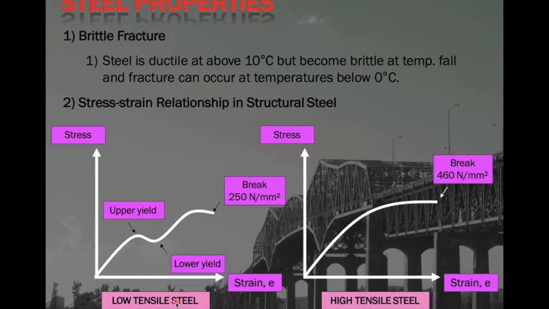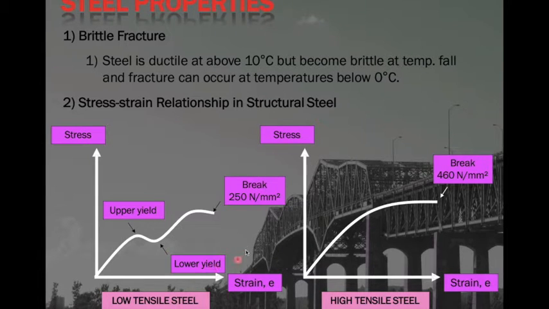Steel is ductile at temperatures above 10 degrees Celsius, but it will become brittle at temperatures below 0 degrees Celsius. We have to look into this as well, especially for countries that have 4 seasons, where we have to look into the property of steel under lower temperature. But that should be no problem in Malaysia.